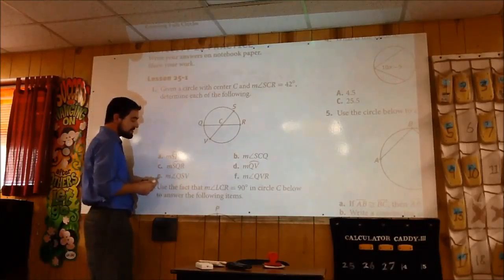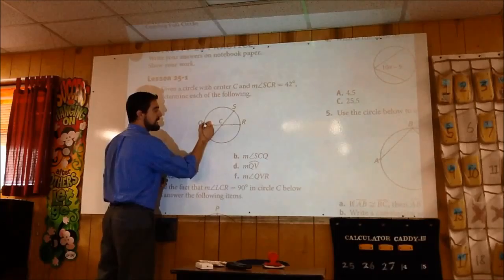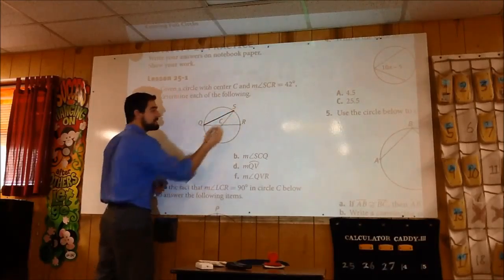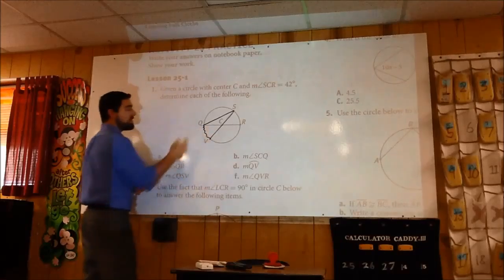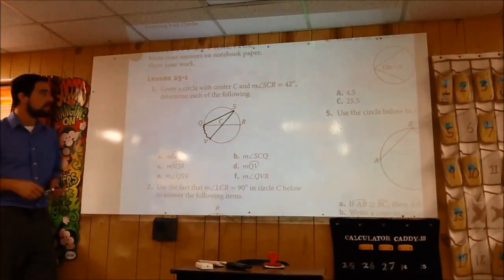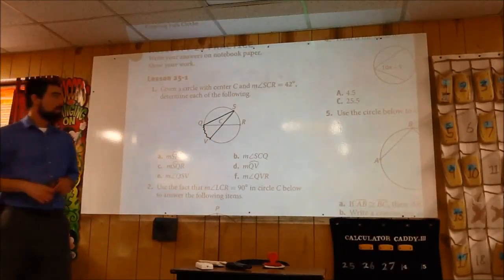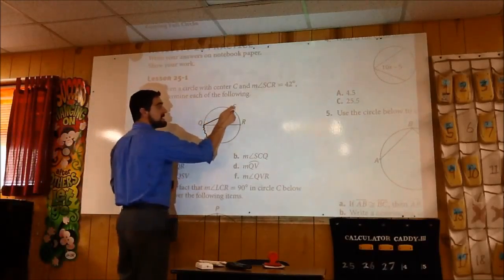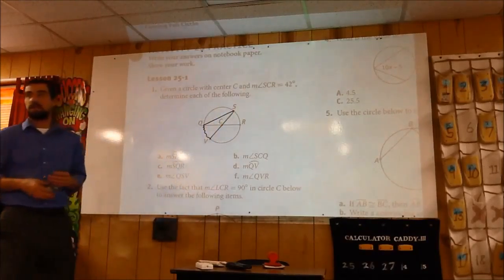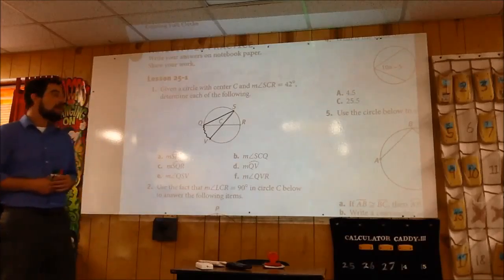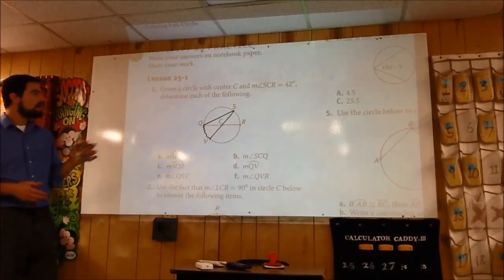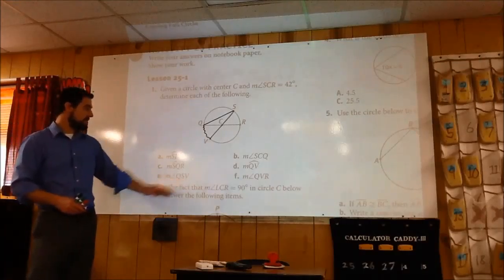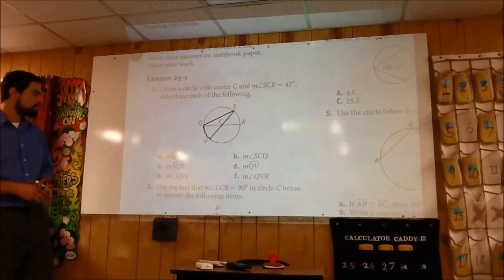Part E, the measure of angle QSV. So you had to add in that chord, QS, and then V. This is your angle. Well, what is the measure of that intercepted arc? 42. So how does this inscribed angle relate to the intercepted arc? Half. So what is the measure of this? 21 is the measure of this angle QSV.